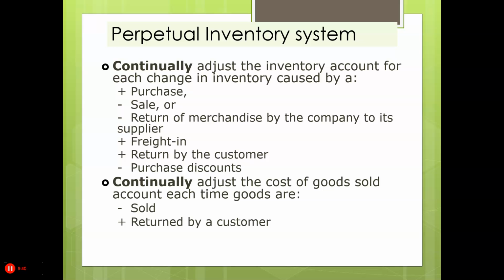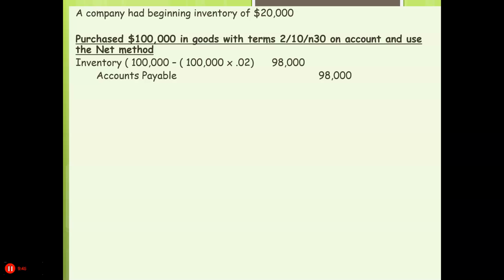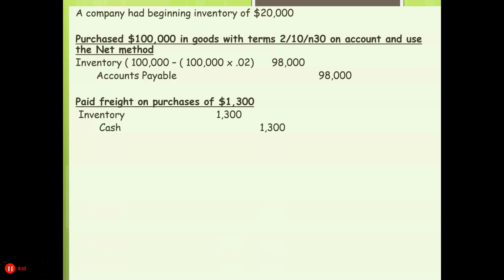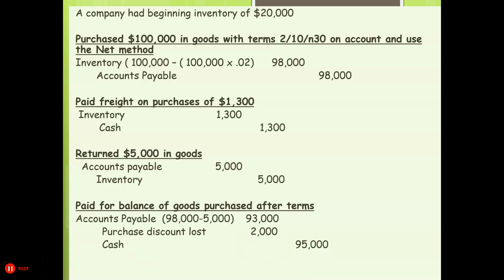So now let's take a look at these journals. So same thing happened. We bought inventory. We're using the net method. We paid freight on purchases. That would be inventory. We returned 5,000 in goods. That would be inventory. Paid for balance after terms. And again, we could either use that account called purchase discounts lost, or we could use the inventory account. You could have done that either way, but in your homework, they use purchase discount loss. So that's why I'm showing it that way.